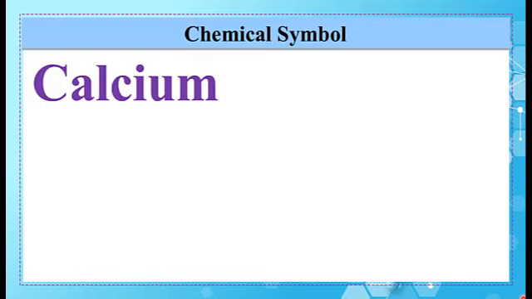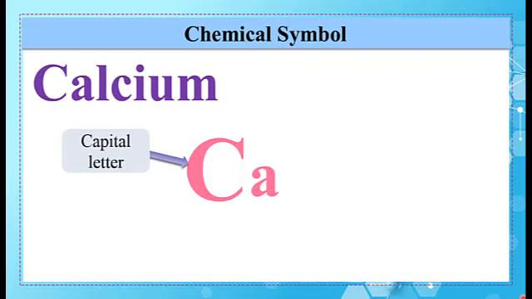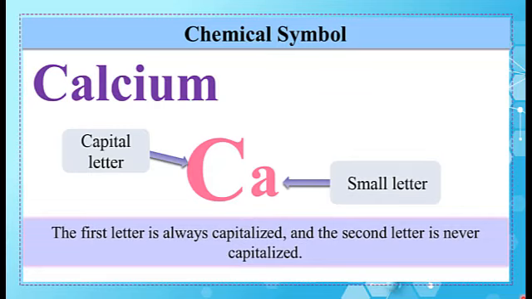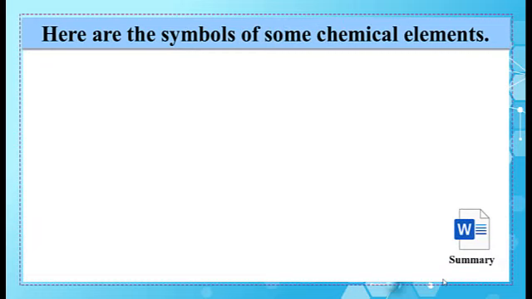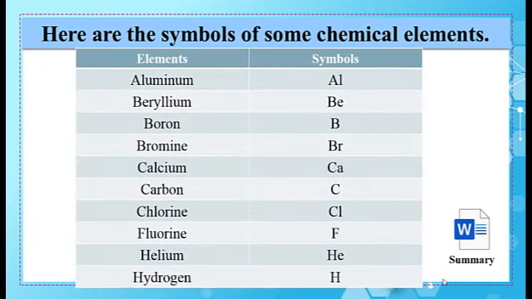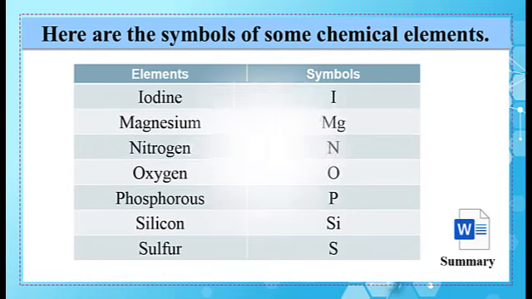We mentioned in the previous slide that calcium is symbolized by Ca, where C is a capital letter and a is a small letter. The first letter is always capitalized and the second letter is never capitalized. Here are the symbols of some chemical elements. Aluminium is symbolized by Al, beryllium, Be, boron, B, bromine, Br. Please pause the video and try to continue the list of the symbols of the chemical elements.